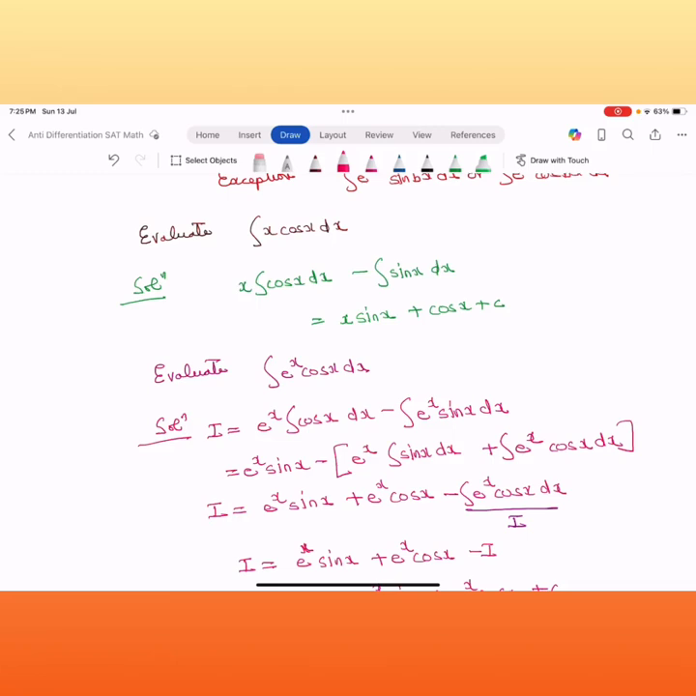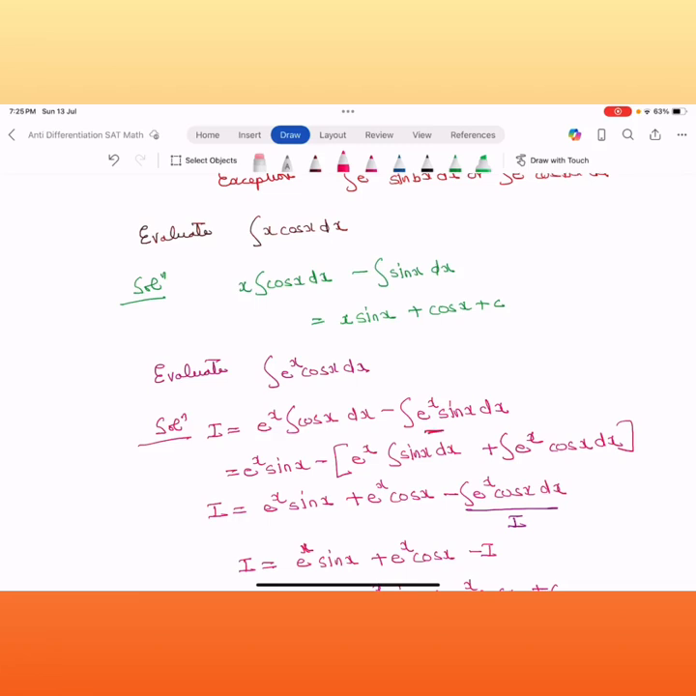Let's go to the next question. Evaluate integral e raised to x cos x dx. So as I mentioned, this is an exception and we will not follow the order here. So this becomes e raised to x integral cos x dx minus integral of derivative of e raised to x, e raised to x, integral cos x is sin x dx. So the first term is e raised to x sin x.